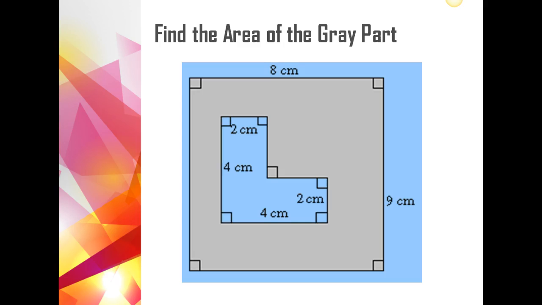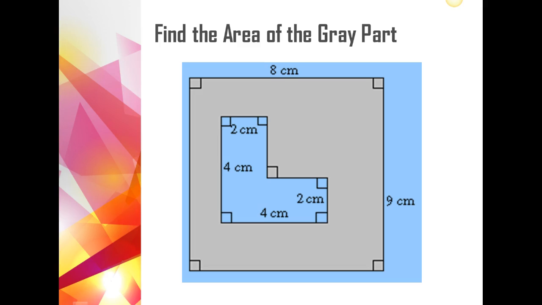In this problem, we're asked to find the area of the gray part of the figure. We can see that it is a rectangle with side lengths of 8 centimeters and 9 centimeters, so we know that the entire area is 72 centimeters squared. However, we have to subtract the area of the blue part in the middle.